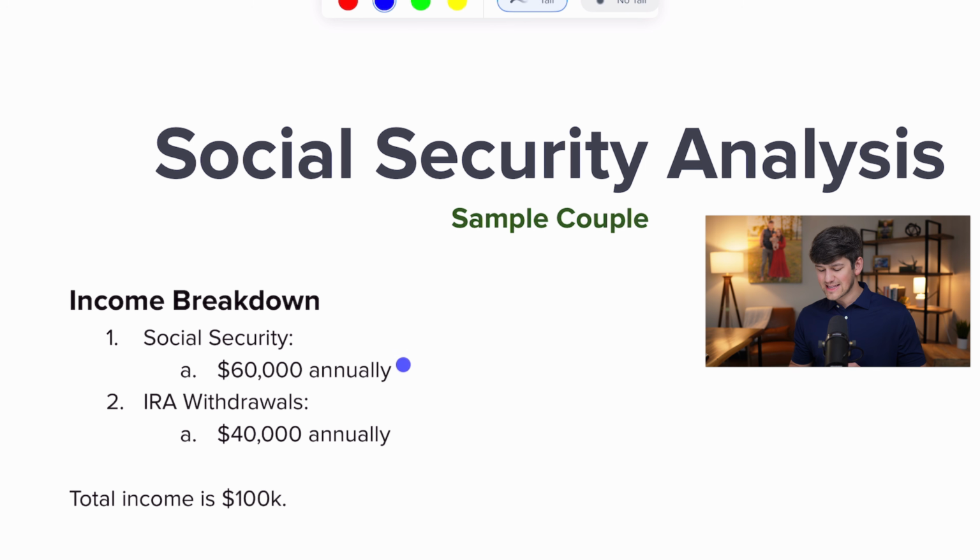So right now we've got $60,000 in Social Security income, and then he mentioned $40,000 of IRA withdrawals. So that's kind of our total income number. That equals $100,000 total per year. So that's a fairly healthy income.